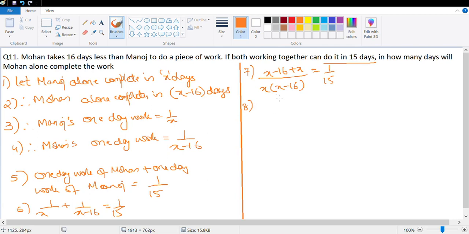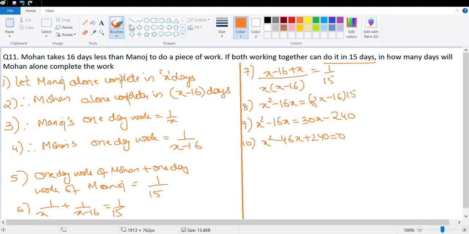Let's cross multiply. So when I cross multiply, I get X square minus 16X is equal to 2X minus 16 multiplied with 15. That is X square minus 16X is equal to 30X minus 16 into 15. That's 240. Yes, 160 and 80, that's 240. Let's bring everything on one side. So X square, negative 16 minus 30, that's negative 46X plus 240 is equal to 0. Now we need to find factors of 240, the sum of which is negative 46, which means 40 into 6, and since we know it's negative, which means negative 6X minus 40X.